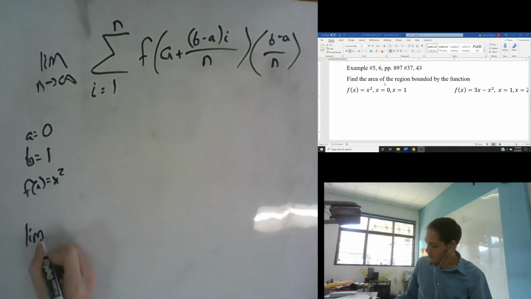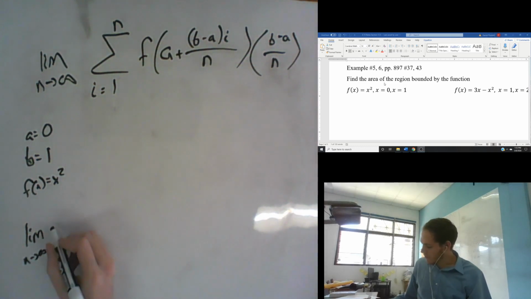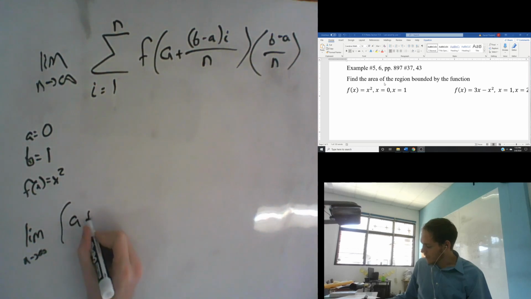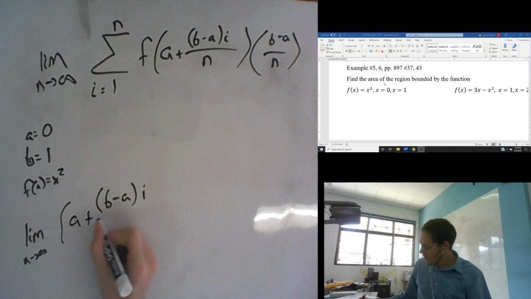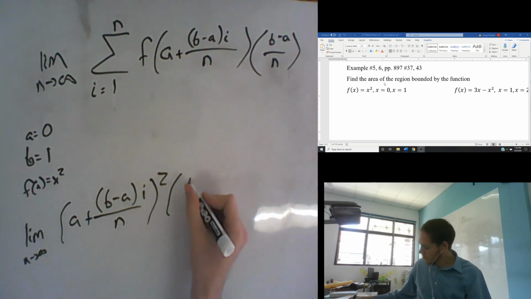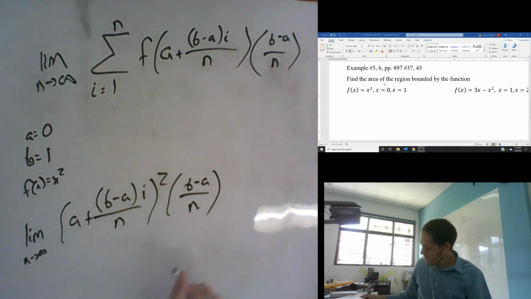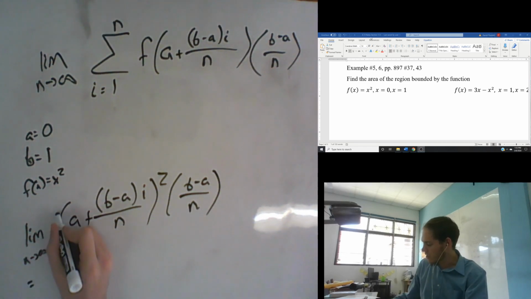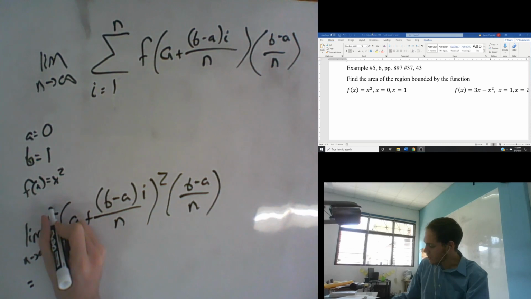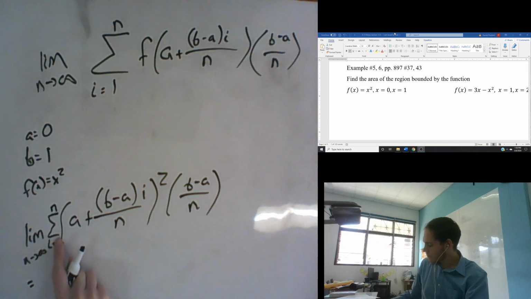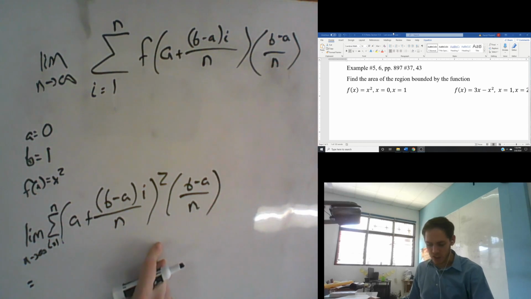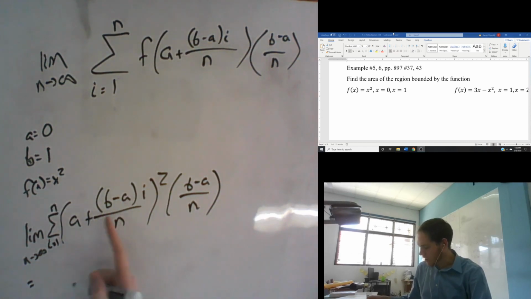We have the limit as n approaches infinity of the sum, so we're going to plug this into x squared, so we get a plus b minus a times i over n, squared, times b minus a over n. Sorry, there should be a sum here, the sum from i equals 1 to n. Now we're going to ignore this limit for a second and just deal with the summation. And here on the inside, I'm just going to write it out.